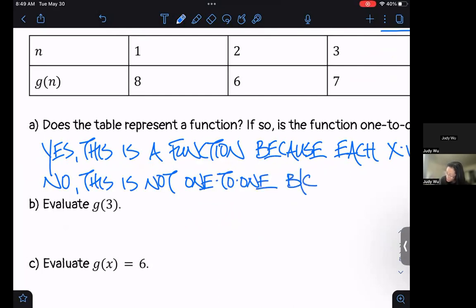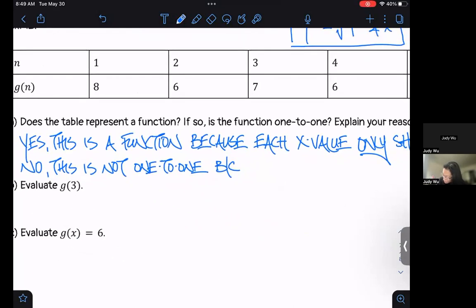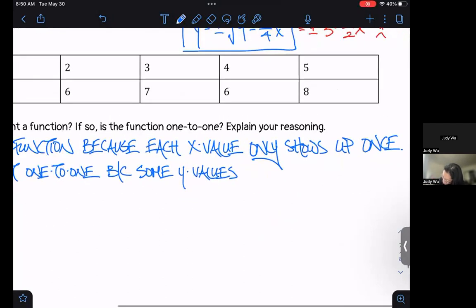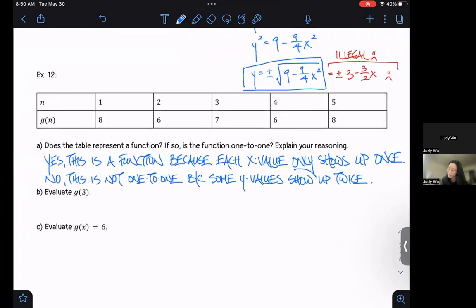I'm going to abbreviate because some y values show up twice, right? Some y values show up twice. And in particular, that's the 8s that show up twice and the 6s that show up twice.